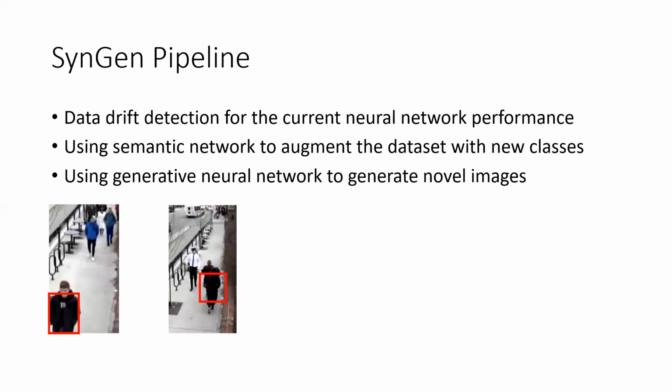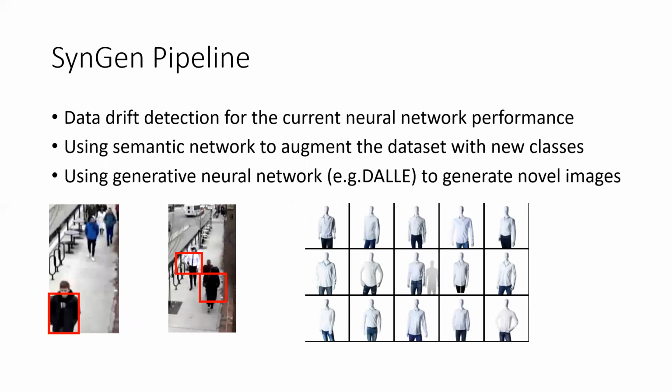With the SynGen pipeline, we can automatically detect the knowledge drift which comes with the worsened performance of the neural network, and then expand the dataset with new classes recommended by the semantic net, for which we generate training images to augment the dataset. We apply existing generative neural networks to automate this process as well. For example, the DALL-E text-to-image generator can automatically provide a number of images that can be included into our training dataset. And now our neural network can recognize such objects.